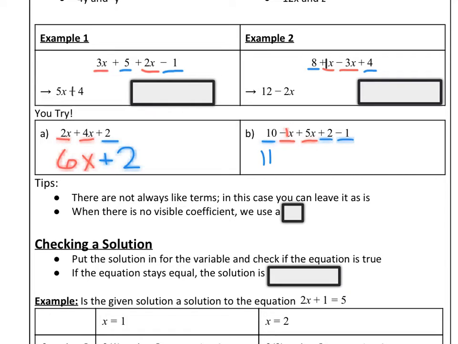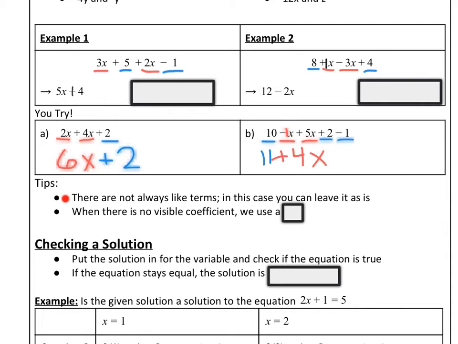And then I have the minus 1x plus 5x. That's going to become a plus 4x. So I have 11 plus 4x for problem B.